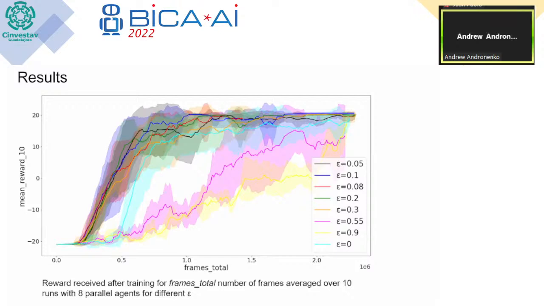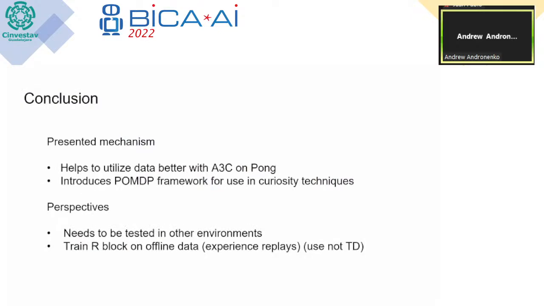But if we add too much of an additional reward, it becomes comparable to the original reward that V block tries to predict, and it spoils our V value function estimations and destabilizes the training. As a conclusion, we can say that the presented mechanism helps us to utilize data better with the A3C algorithm on this Pong environment.